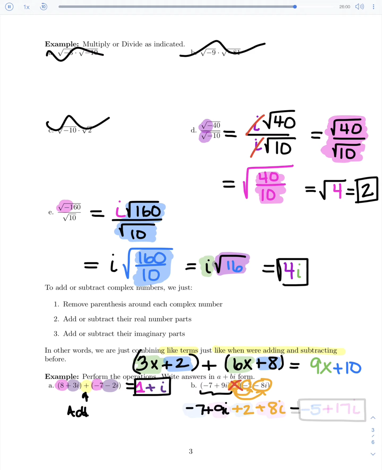Then you can just add and subtract your like terms normally. Well, your first two like terms are your negative 7 and your positive 2, which will just get you a negative 5. Your second group of like terms is your 9i and your 8i, which will get you a positive 17i, and that's it. The negative 5 and the positive 17i are not like terms, so you can't go any further and you are done.